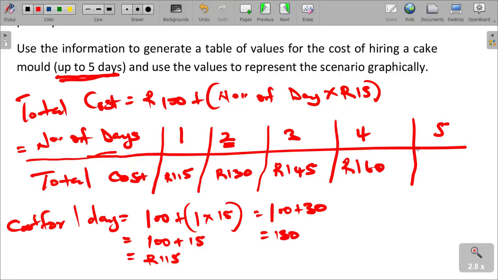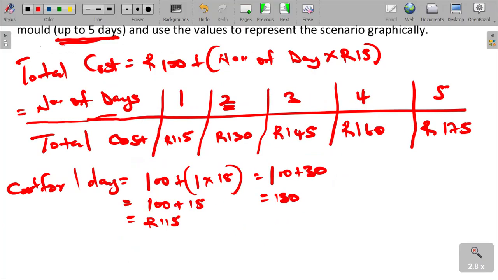15 times 5 plus 100 is 175. Those are the prices that we are having. I gave you a formula here. This is day 2. We are saying this is for 2 days. You can do the same for 5 days.